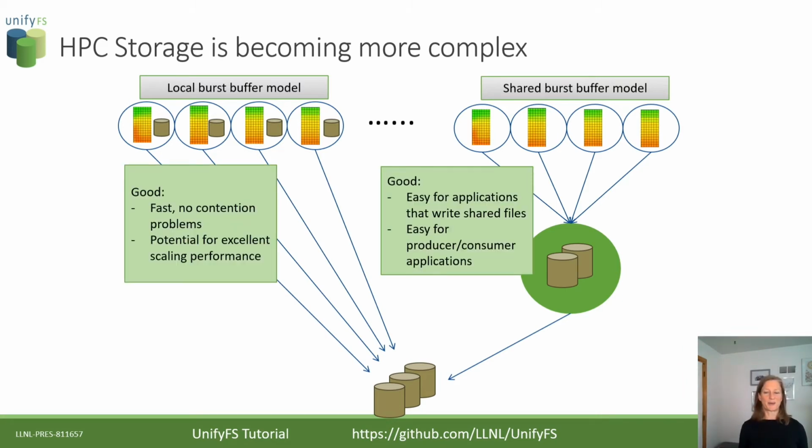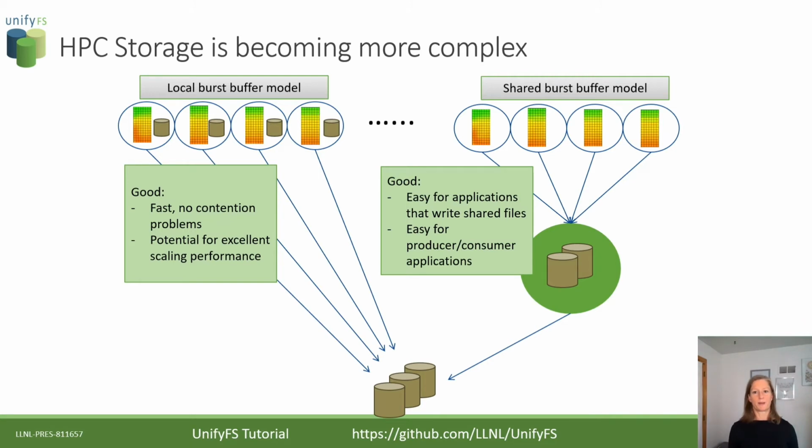Both of these models have their pros and cons. We'll go through the good side first. For local burst buffers, these are fast. They are attached to the compute nodes. There's no network involved, and there's no contention. You are not sharing these devices with any other jobs on the system. And there's also a potential for very excellent scaling performance. As you add compute nodes to your job, as you scale up, you're automatically adding storage resources that your job can use. So it scales very well.